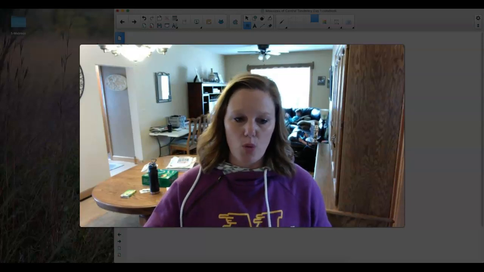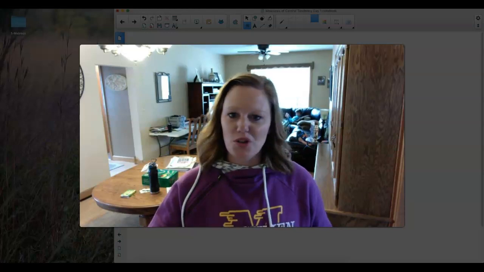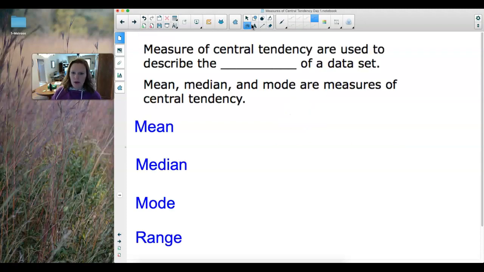We are going to continue with data analysis, and part of data analysis is learning about mean, median, and mode, also something called range. Most of these you should have learned before. We're going to cover this over 2 days. We're going to spend today just talking about the basic measures of central tendency, and then tomorrow we're going to talk about outliers with measures of tendency. I couldn't think of the word for a second. So here we go.